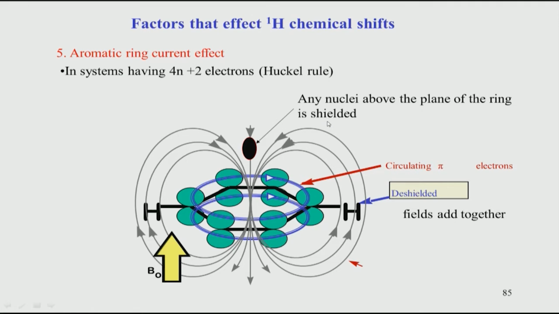Shielded means it comes at an upfield position, whereas if you look at a hydrogen atom located in the plane of the ring, the magnetic field here is coming in the vertical direction and is in the same direction as the main magnetic field, shown in yellow. So, for this hydrogen, this magnetic field is supporting the main magnetic field, and they add up together, which increases the magnetic field.